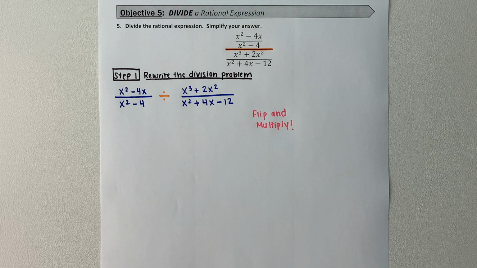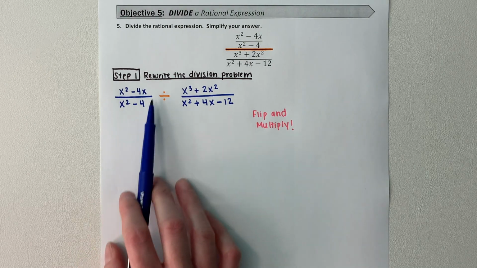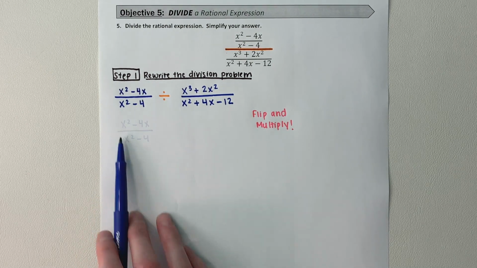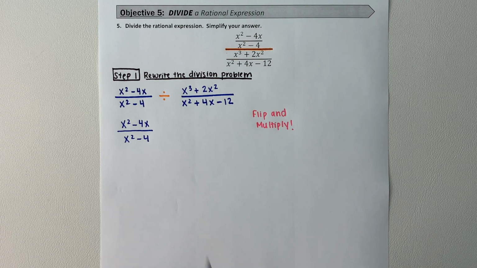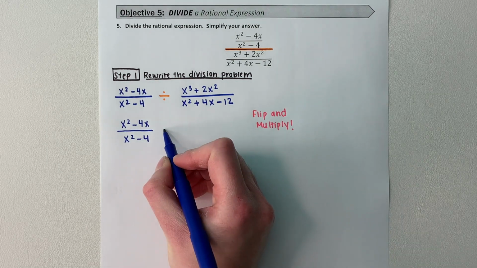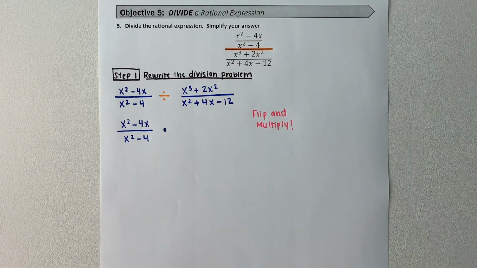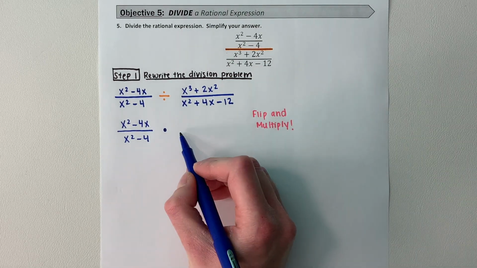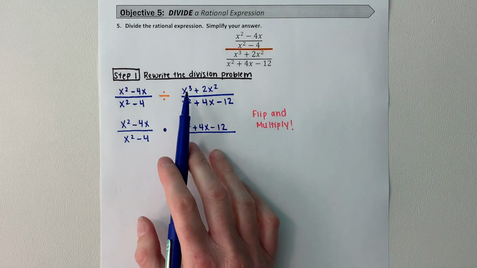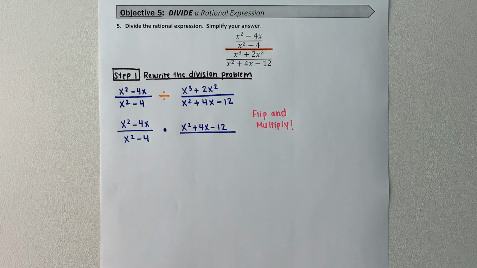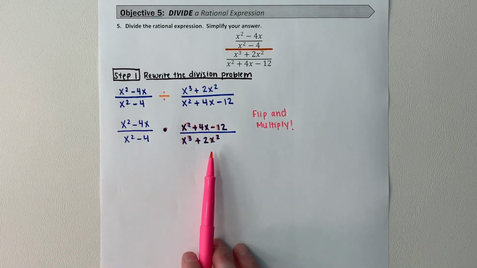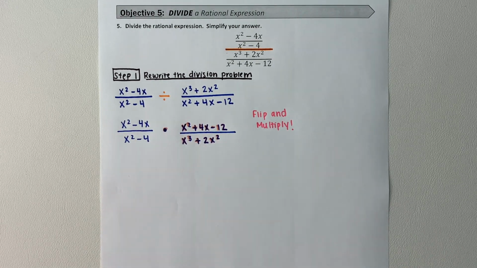And when you use the flip and multiply approach, we copy down the first fraction exactly as written. Then we change the division symbol to a multiplication symbol, and we're going to flip this fraction. So the numerator will become x squared plus 4x minus 12, and the denominator will become x cubed plus 2x squared. So we've used the flip and multiply approach to rewrite this as a multiplication problem.